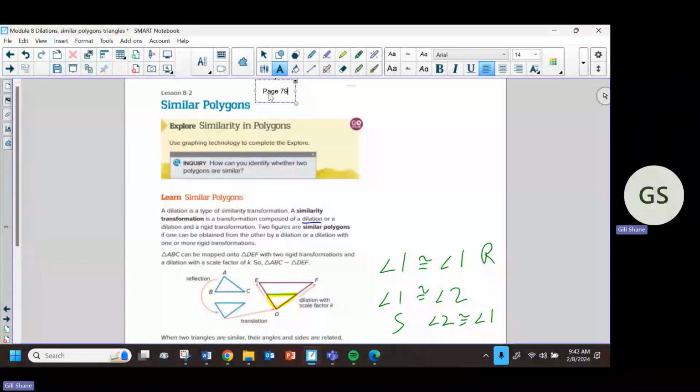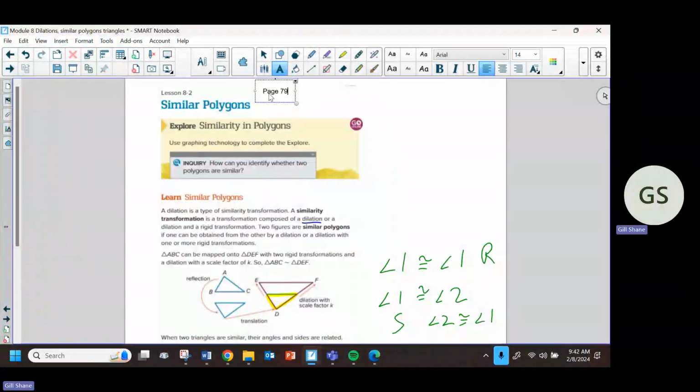All right, page 79. So again, we've done some of this concept. I'm going to go through it pretty fast. We did the biggest piece of the concept. Some of this is just definitions. So we are now doing what is called a similarity transformation. All that means is we're doing a dilation.